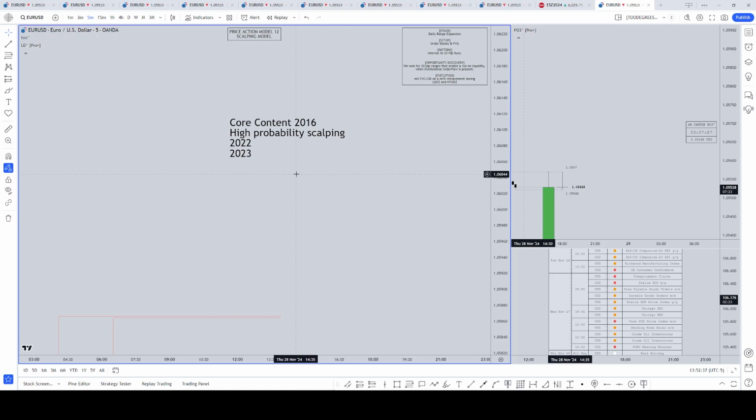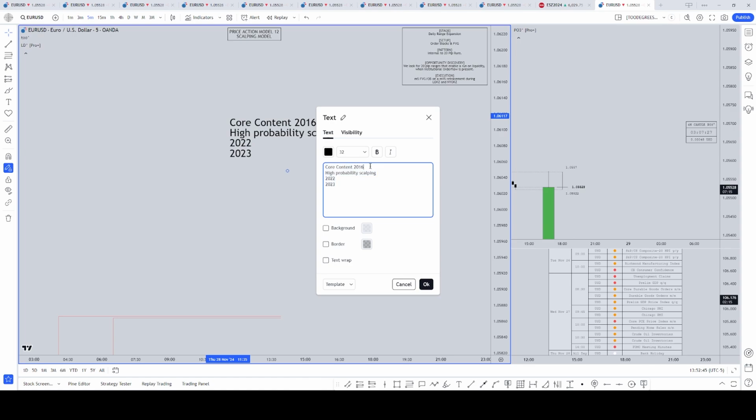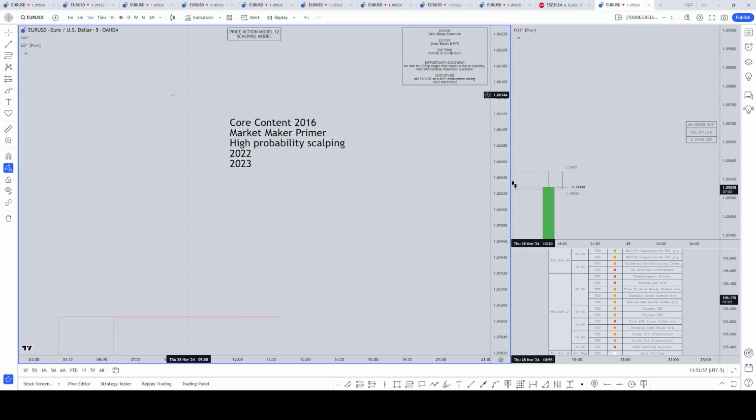Yeah, Market Maker Primer also. Yeah, I love that one. It was probably the first one I watched, I think. Let's add Market Maker Primer in there as well, because it's very simple and explains what a retracement is, what an expansion is, all those different phases and stuff. So, Market Maker Primer. Yeah, let's add it in there. So yeah, I feel like this is a very solid way to watch it.